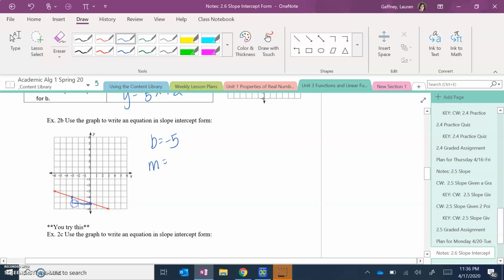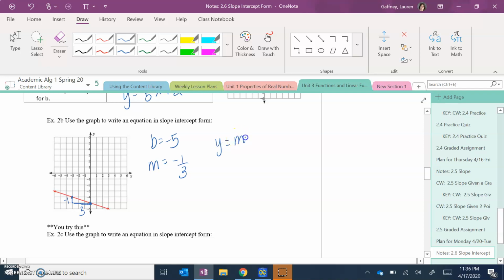Okay, so the y-intercept was down at -5, so that's the b. I used this point. You could also use this point where it crosses evenly. You should get the same answer. So it goes down 1. I always start with the leftmost point. Down 1, right 3. So my m is -1/3. Please pay attention to the fact that it should have a negative slope. It's going downhill from left to right.